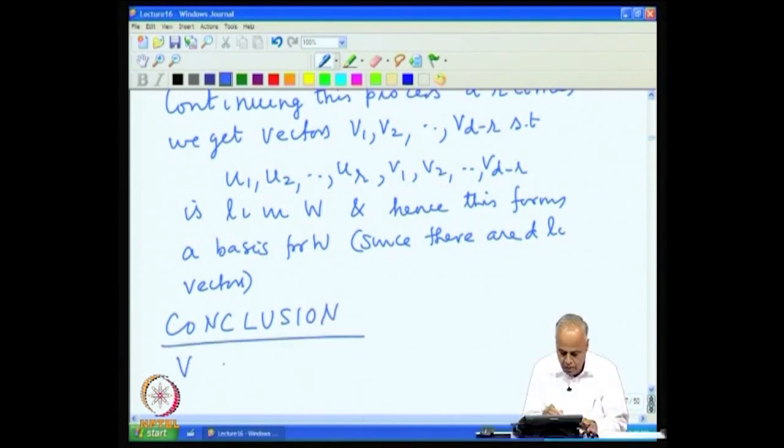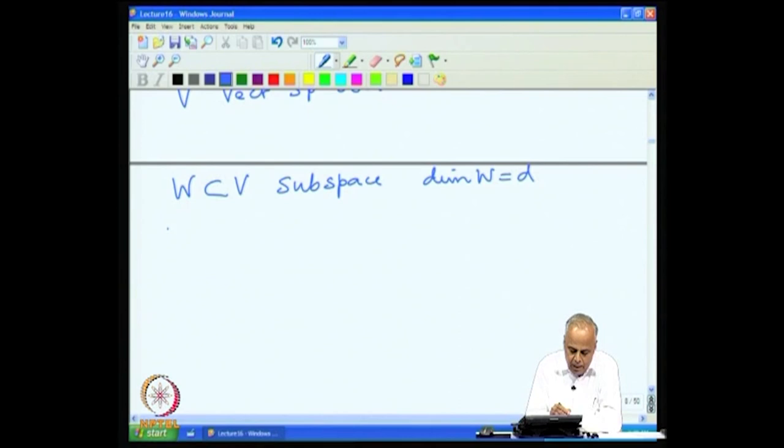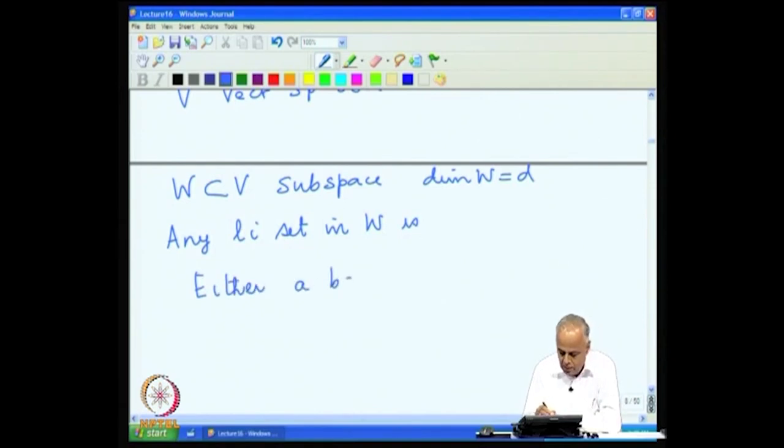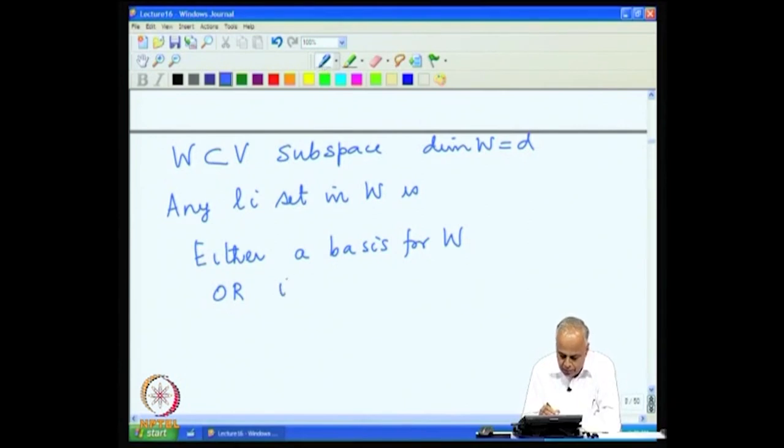that V is a vector space over F and we have W in V, a subspace, with dimension of W equal to D. It is a finite dimensional subspace. Then any linearly independent set in W is, as in case 1, either already a basis for W, or if it fails to be a basis, we can append vectors to it, enough number of them so that it forms a basis. So, we get either this or it can be extended. When we say extended, we mean we could append more vectors to it such that it is part of a basis.